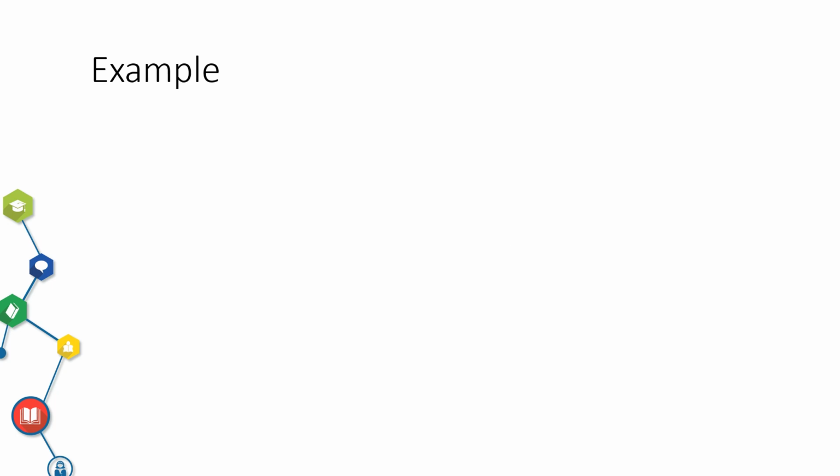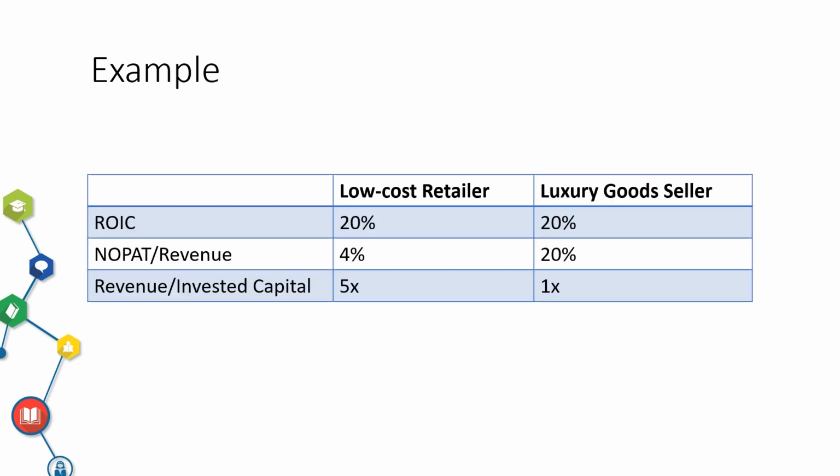It is easy to imagine two companies arriving at the same ROIC via different paths. A low-cost retailer, for example, may get to a 20% ROIC via a 4% NOPAT over sales ratio and a 5 times sales over invested capital ratio. The classic low margin, high invested capital turnover business. A luxury goods seller, on the other hand, may reach the same ROIC with a 20% NOPAT over sales ratio and 1 times invested capital turnover.